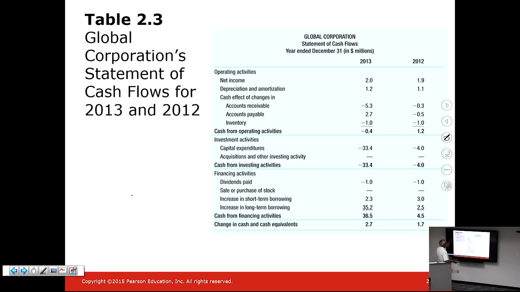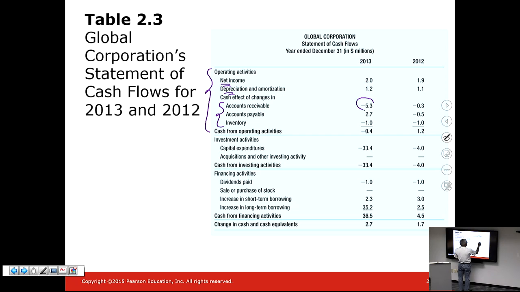And this is the way it is classified. So here we have operating activities. What are the sources of cash that comes from operations? Of course, net income. We add depreciation back to it. Then we have effects of accounts receivable and accounts payable and inventory, which is essentially our net working capital adjustment.